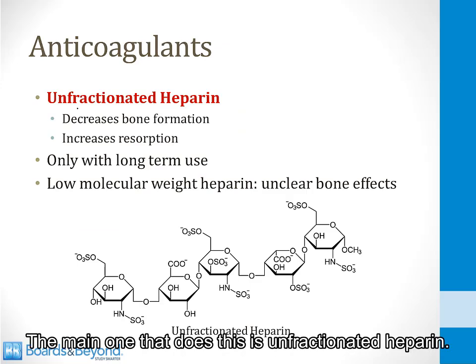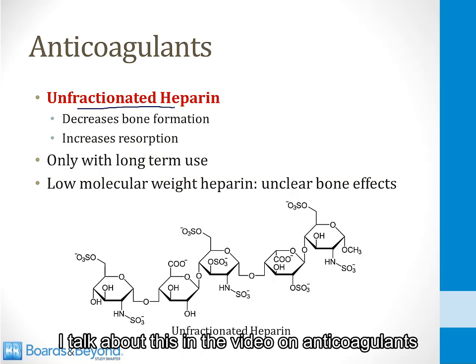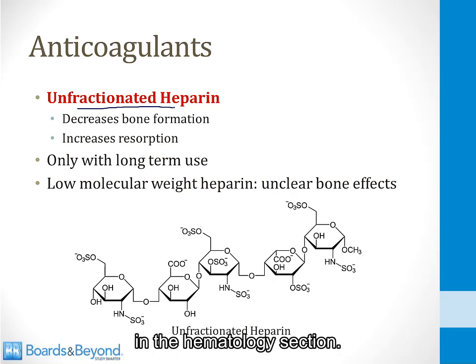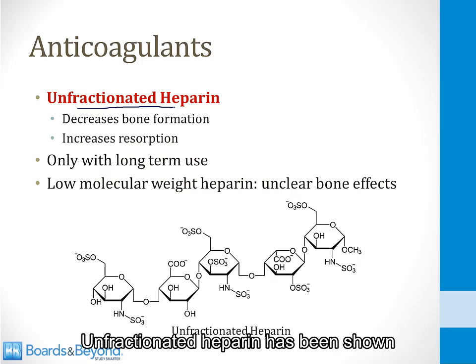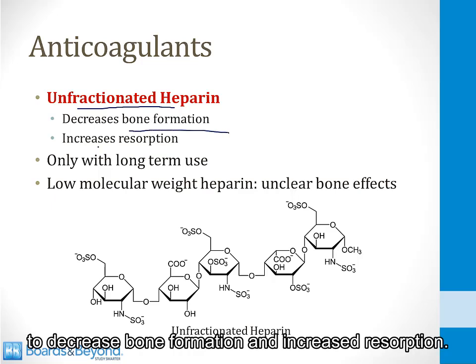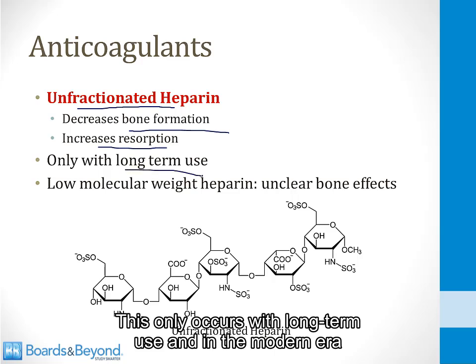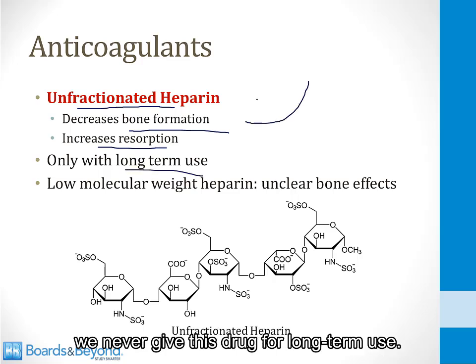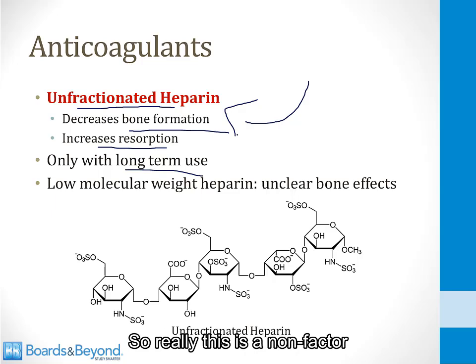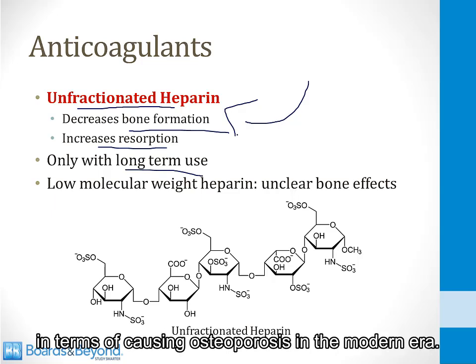In your textbooks, you'll read that anticoagulants are associated with osteoporosis. The main one that does this is unfractionated heparin. I talk about this in the video on anticoagulants in the hematology section. Unfractionated heparin has been shown to decrease bone formation and increase resorption. This only occurs with long-term use, and in the modern era, we never give this drug for long-term use. So really, this is a non-factor in terms of causing osteoporosis in the modern era.